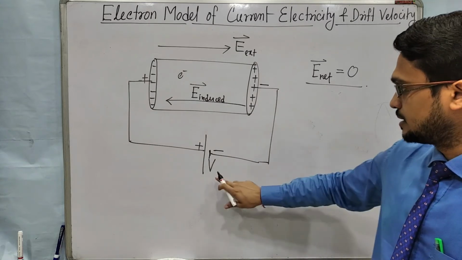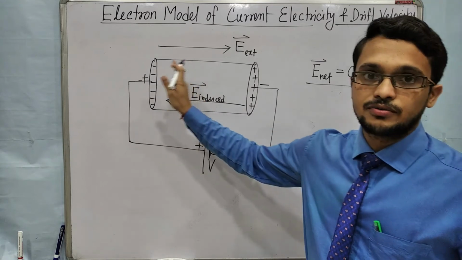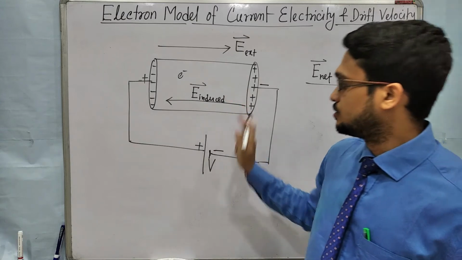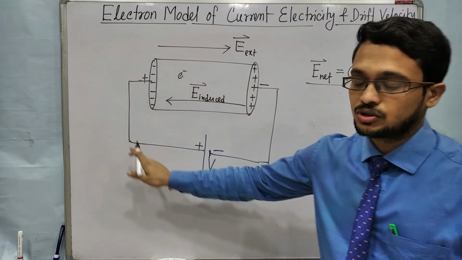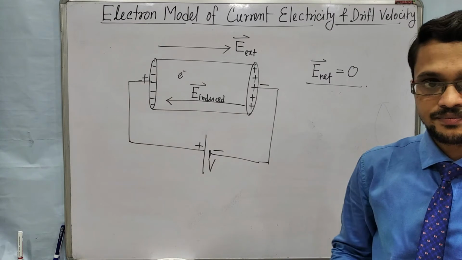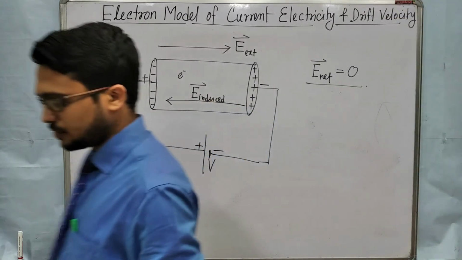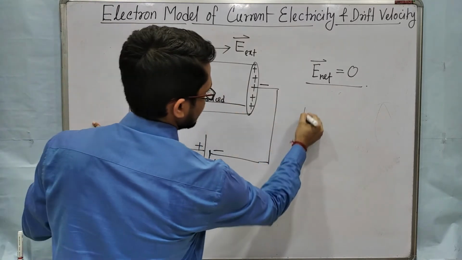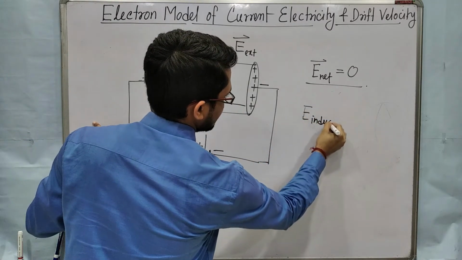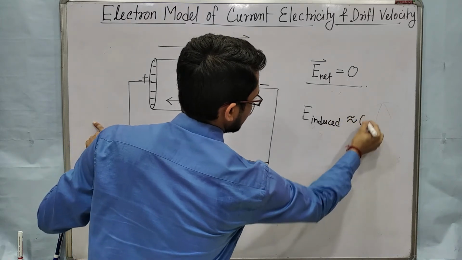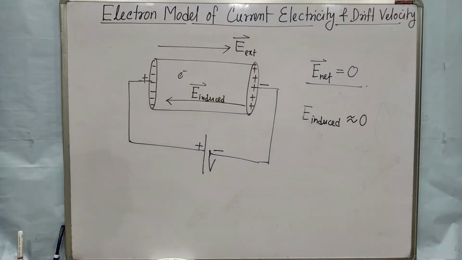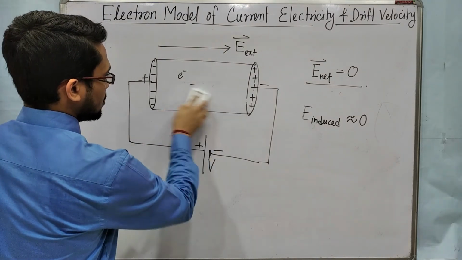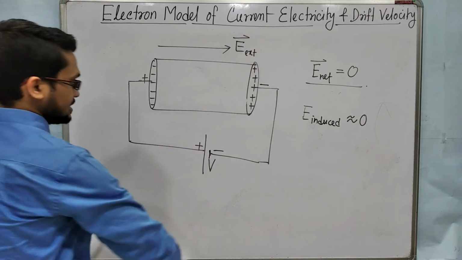Okay. Then due to this battery, the electrons flow. There is no accumulation anywhere. Due to this battery, the charges flow through the external circuit. So charges flowing means there is no accumulation, and no accumulation means this induced electric field, E induced, will be almost equal to 0. Okay. If it is almost 0, then there is only one electric field, that is the external one.